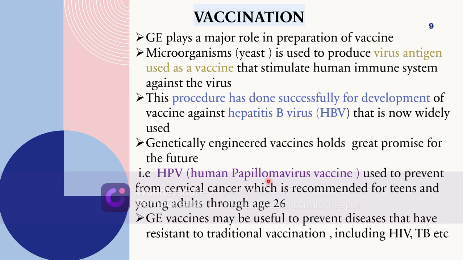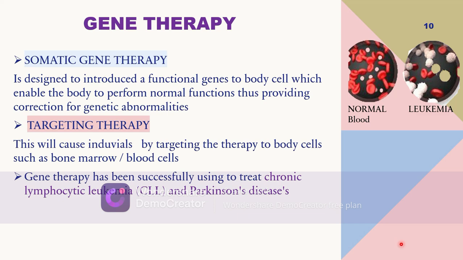They give it free of cost to teens and adults up to the age of 26. Nowadays, as we consume inorganic food, the menstruation cycle comes very early in girls, so from 9 to 10 years of age up to 26-year-old girls, they give this vaccine. Genetic engineering vaccines may also be used to prevent diseases that are resistant to traditional vaccines, which include HIV, tuberculosis, etc.